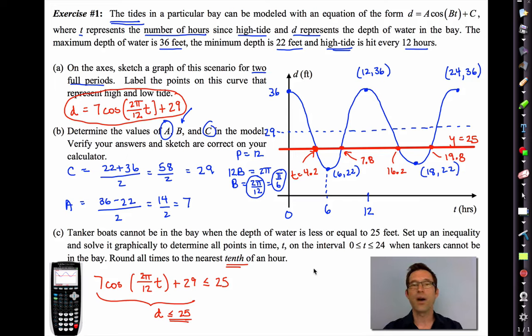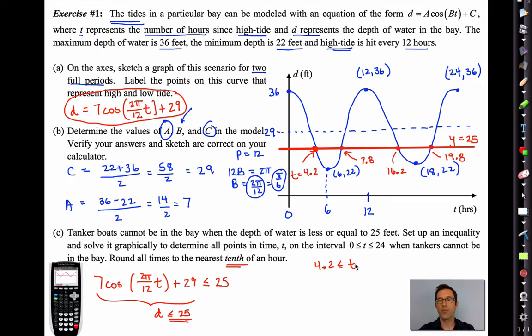We want to know all the times when tankers can't be in the bay. Well, they can't be in the bay for any time between 4.2 and 7.8 hours because the depth is too low. And they also can't be in the bay for any times between 16.2 hours and 19.8 hours. And that's it. Right? That's when they can't be in there. All right, pause the video now and write down anything you need to.